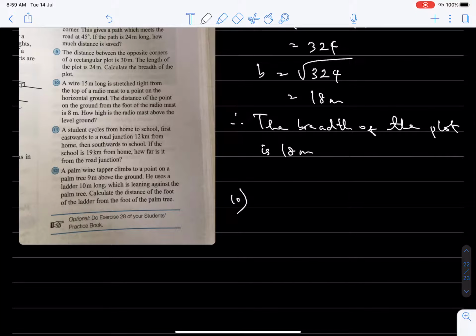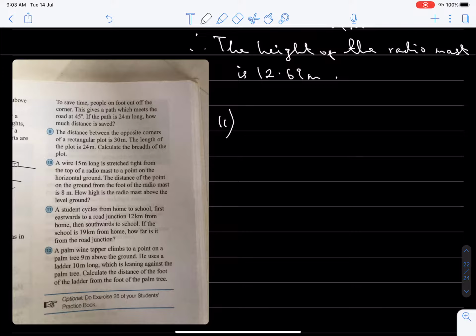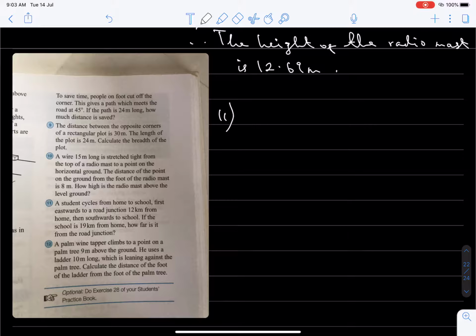What's number 11? Number 11 says, a student cycles from home to school, first eastwards to a road junction 12 kilometers from home, then southwards to school. If the school is 19 kilometers from home, how far is it from the road junction? Here they want us to find out how far the school is from the road junction.